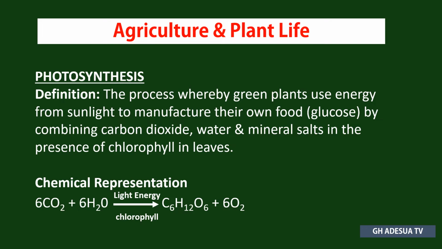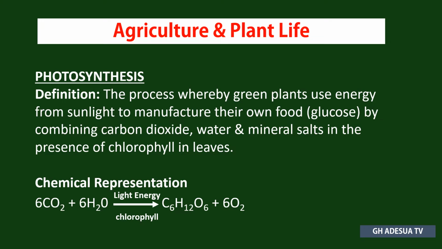By definition, photosynthesis is the process whereby green plants use energy from the sunlight to manufacture their own food, which is glucose. They do this by combining carbon dioxide and water with the help of minerals in the presence of chlorophyll in leaves. So photosynthesis is the process whereby green plants use energy from sunlight to manufacture their own food by combining carbon dioxide, water, and mineral salts in the presence of chlorophyll in leaves.